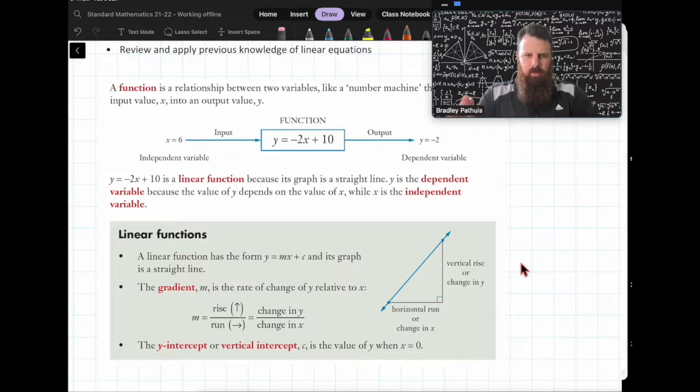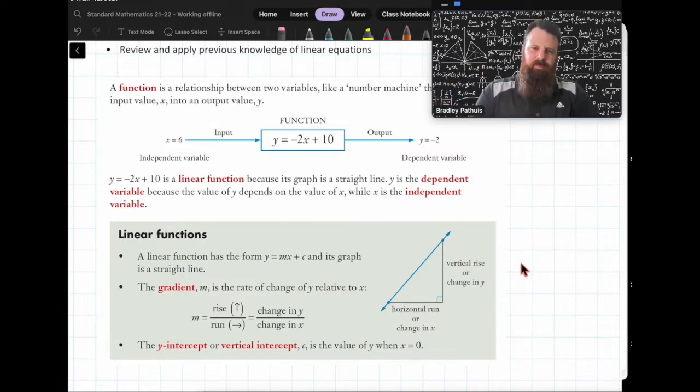Alright, so linear functions. A function is just a fancy way of saying the relationship between a y and an x coordinate. And in our course, a function is something where for one x, I get one y. But that's all we need to know about it.